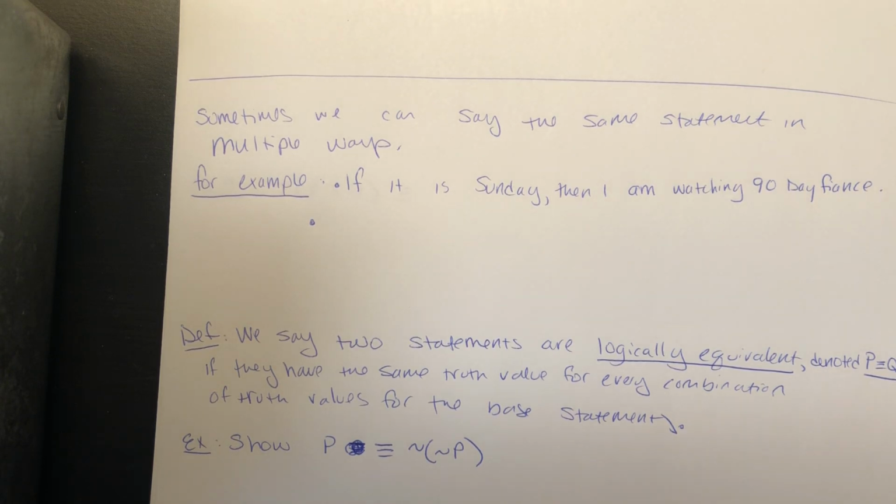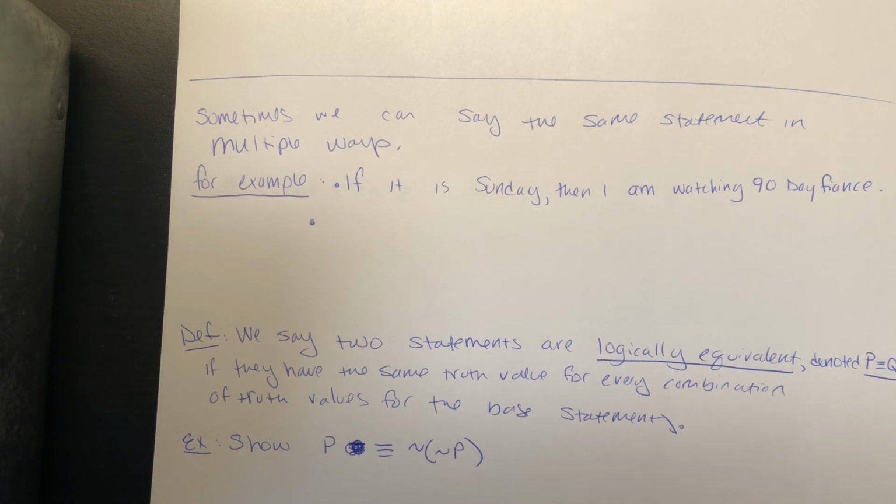In the last video, we defined tautologies and contradictions. Remember, a tautology is a statement on its own which is always true, and a contradiction is a statement on its own which is always false. Today we're going to wrap up section 5.1 by talking about logical equivalence. So sometimes we can say the same statement in multiple ways when it really means the same thing.